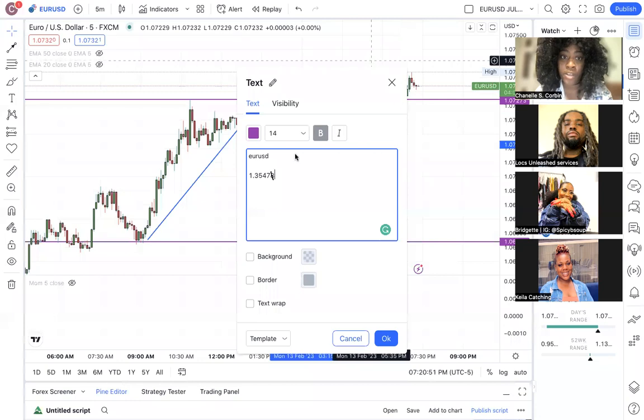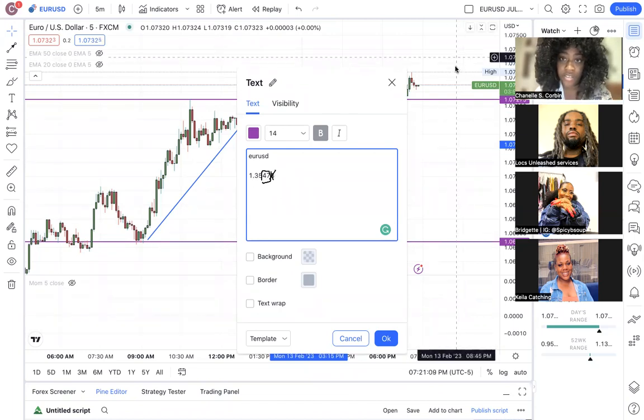So the reason why you don't want to count this last digit, this is called the pipette. It's such a small part, and pip literally stands for point in percentage, so you really don't have to count it. What you're going to want to focus on most of the time are these 2 digits right here. So let me just erase this.